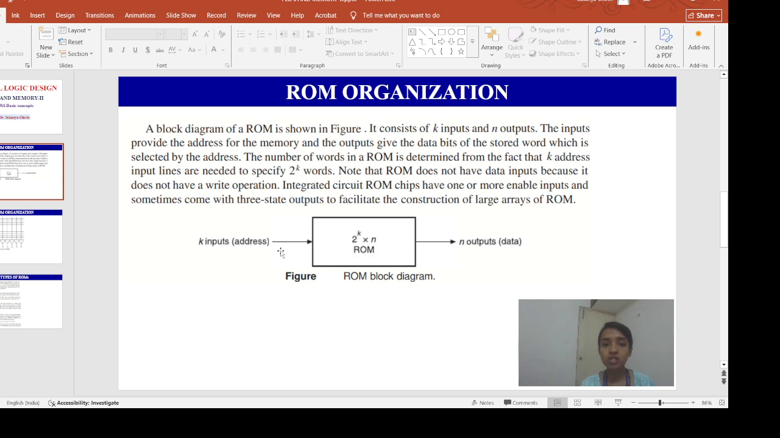The number of words in a ROM is determined from the fact that k address input lines are needed to specify 2 to the power k words. And note that ROM doesn't have data inputs because it doesn't need to write, right? It doesn't have a write operation. So integrated circuit ROM chips have one or more enable inputs, and sometimes they come with three-state output to facilitate the construction of large arrays of ROM.